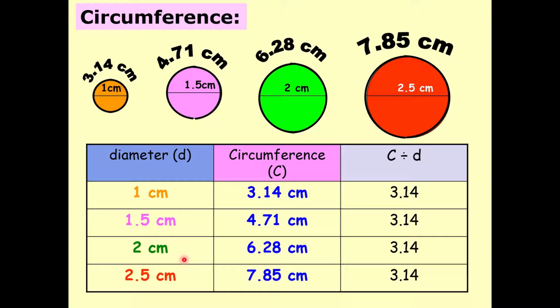So no matter what circle we have, if we take the circumference and we divide it by the diameter, we are always going to get this number out as 3.14, or approximately 3.14. And this number here is what we're going to use to help calculate our circumference, and we refer to this number as pi.